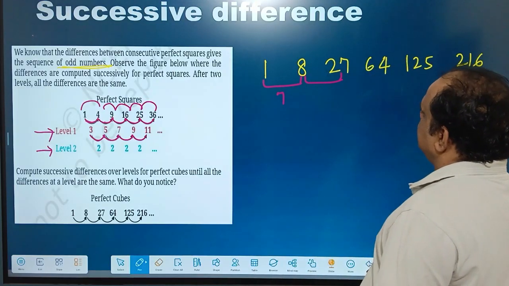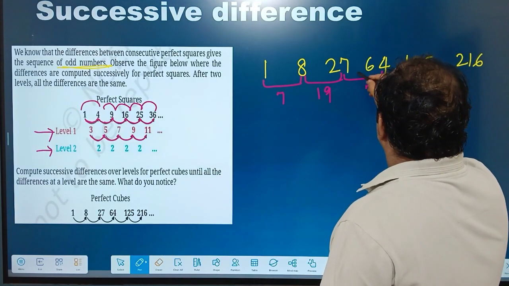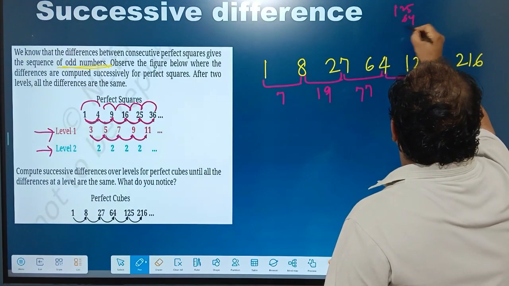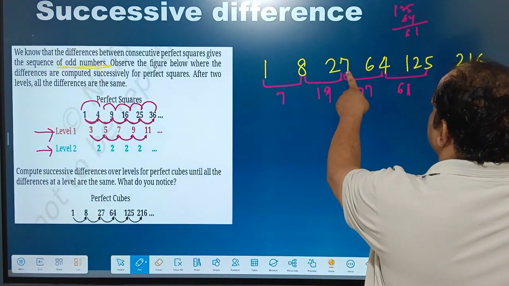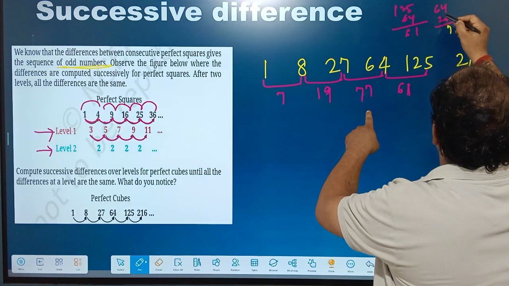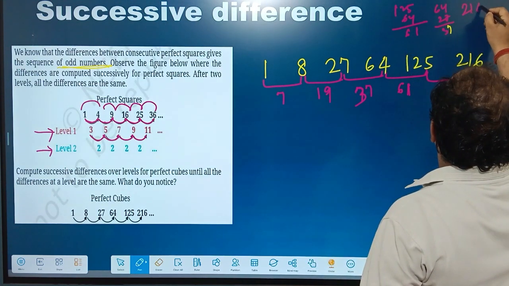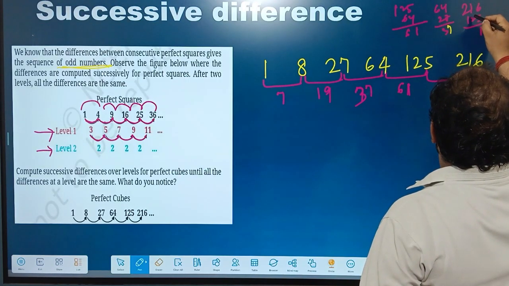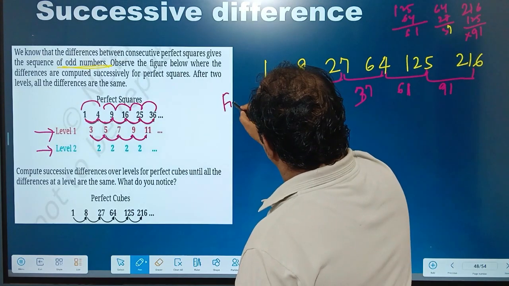27 minus 8 is 19. This one, 14 minus 7, would be 7, and 5 minus 2 is 7. Again this one, 125 minus 64 is 61. We did it wrong here. So 64 minus 27 is 37. Then 216 minus 125 is 91. This is the first level difference.